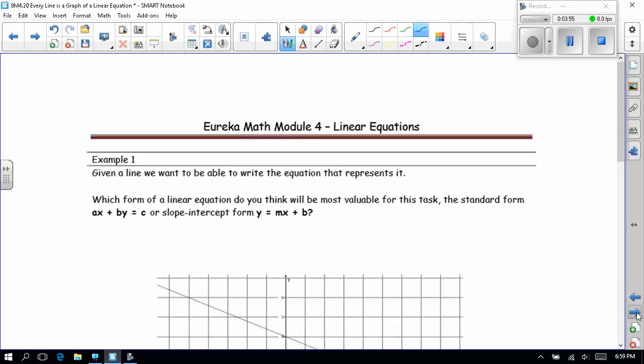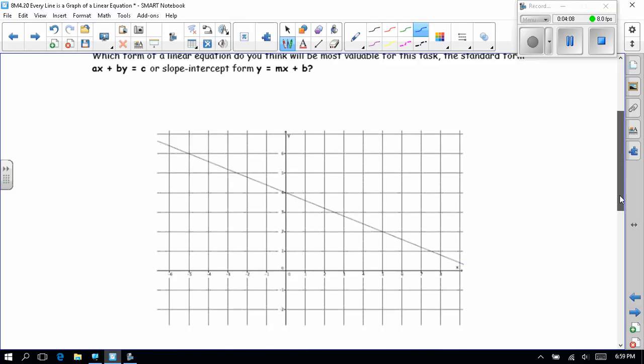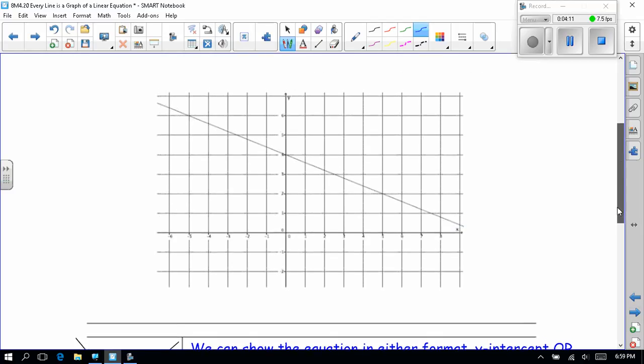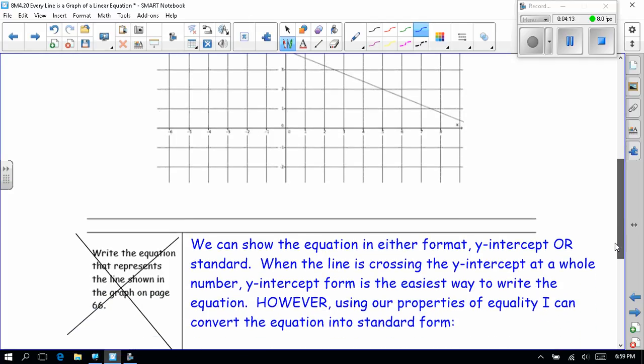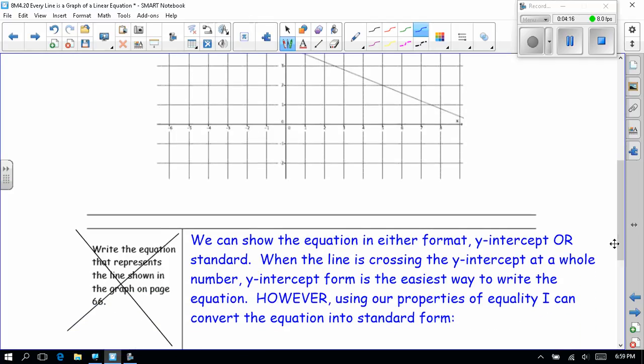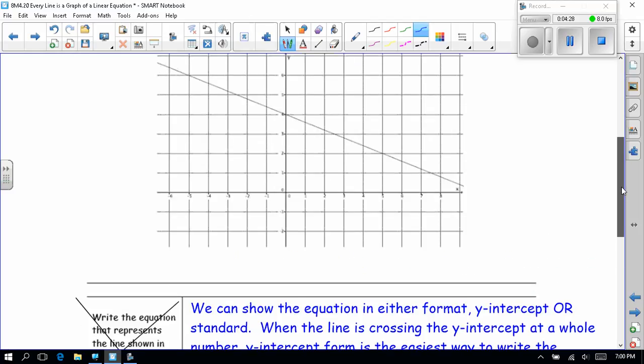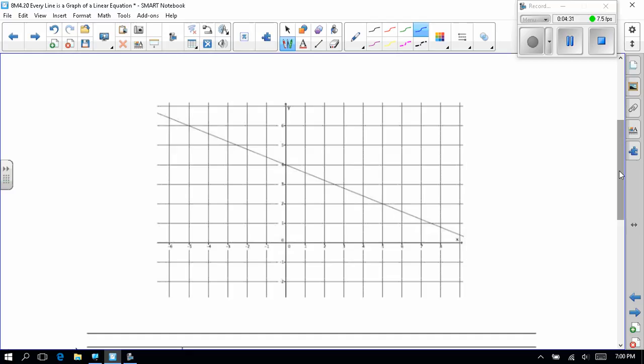Given a line, we want to be able to write the equation that represents it. Which form of a linear equation do you think will be most valuable for this task? The standard form, ax plus by equals c, or slope-intercept form, y equals mx plus b? I think it's pretty obvious that y equals mx plus b is a little bit easier. We can show the equation in either format. When a line is crossing the y-axis at a whole number, the slope-intercept form is easiest to write. However, we can use our properties of equality to convert it into standard form. So let's first do it in slope-intercept form.